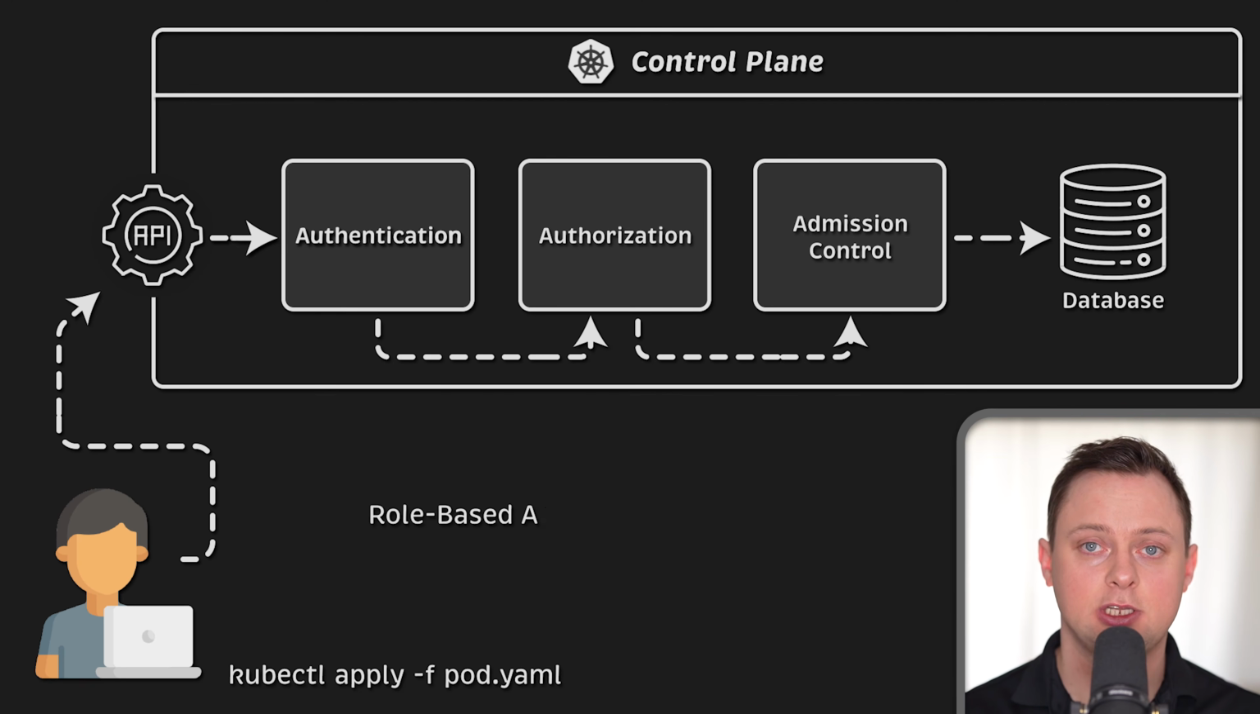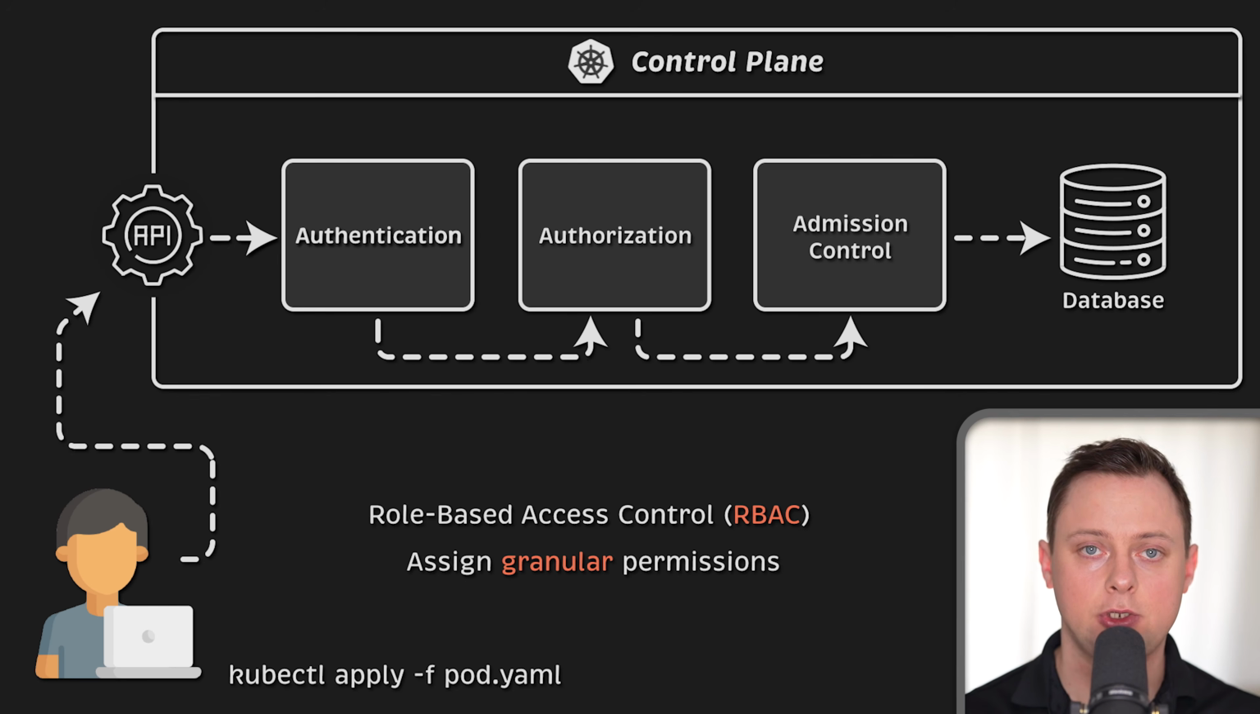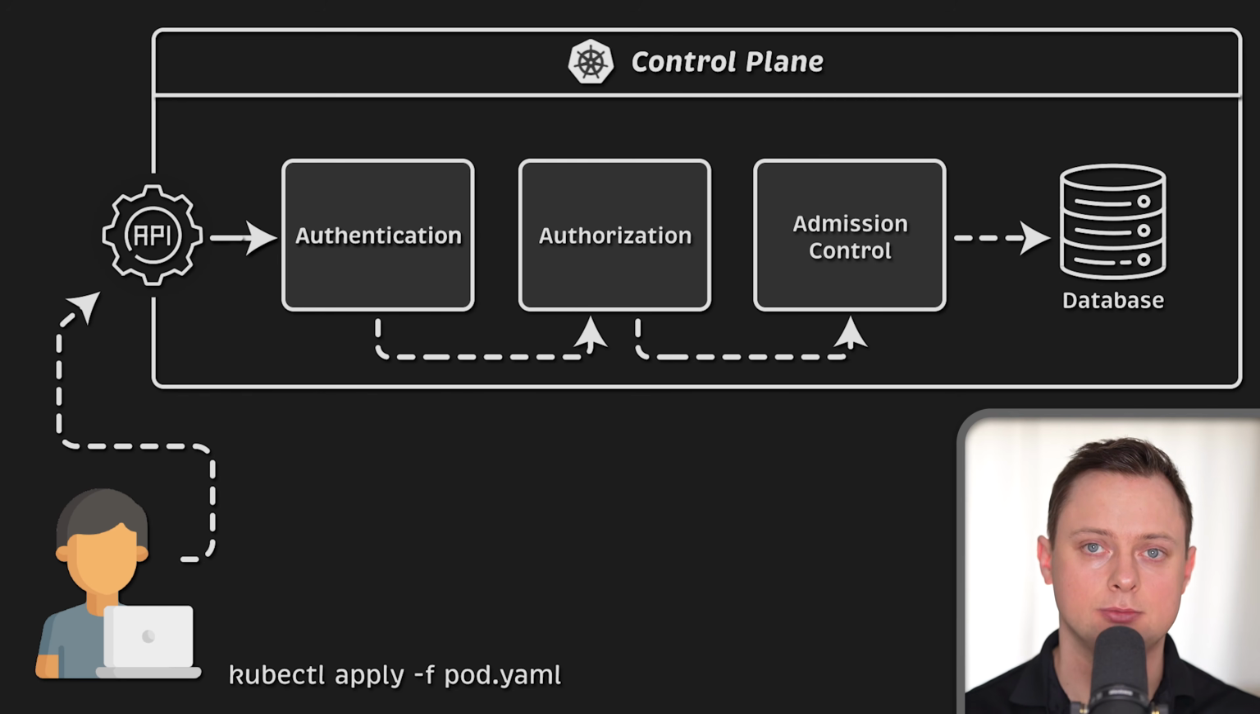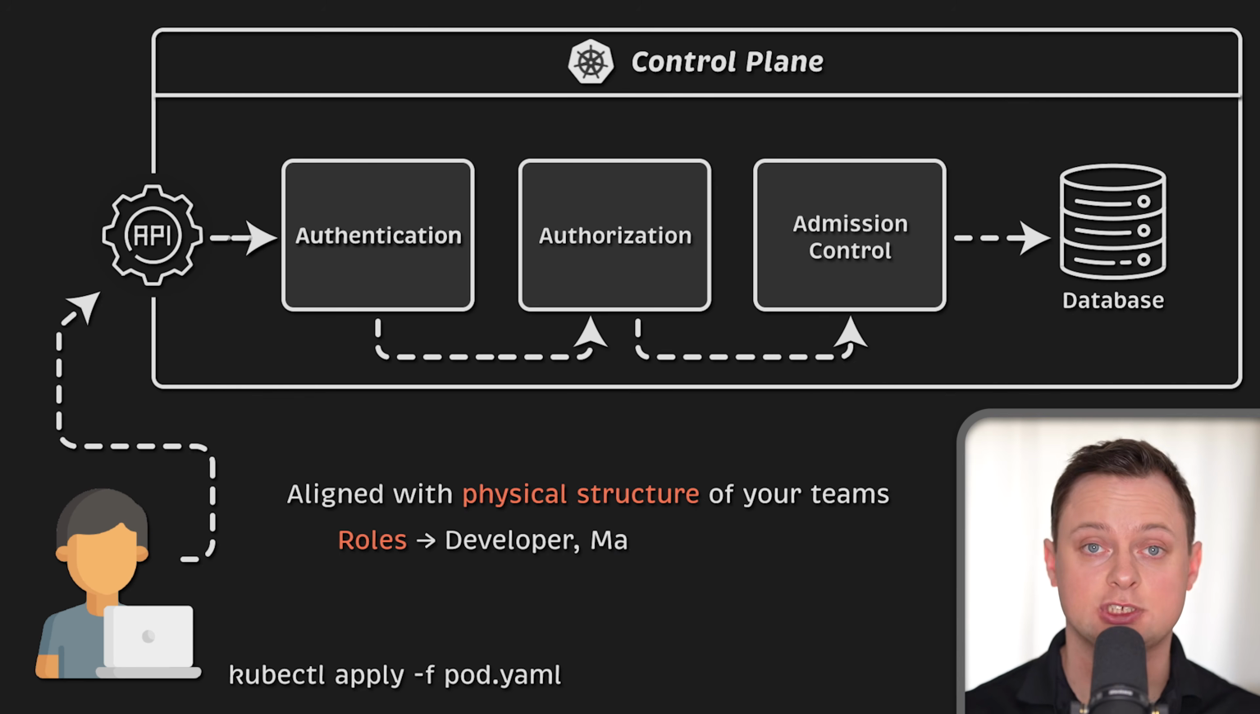The authorization is usually done with role-based access control, RBAC. It allows you to assign granular permissions and restrict what a user or an app can do. RBAC roles are frequently aligned with the physical structure of your teams, apps, and departments. You could create roles such as developer, manager, and maybe admin.